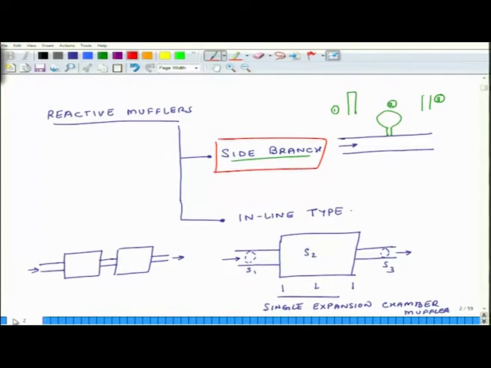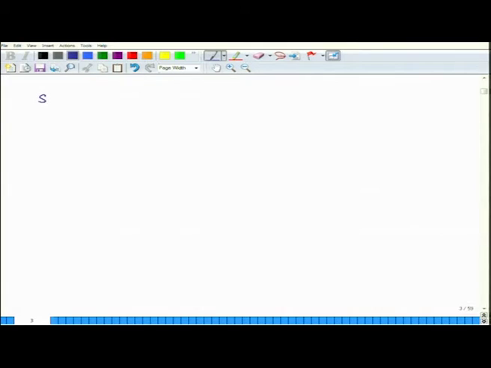And specifically what we will discuss today is the side branch muffler, where on the side of the pipe we are attaching a Helmholtz resonator, and let us see how it will work. So, what we will discuss is side branch with Helmholtz resonator.